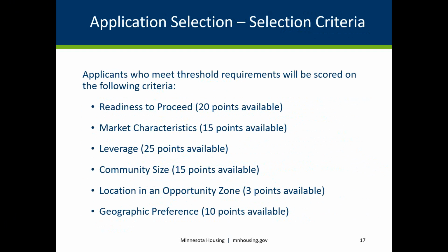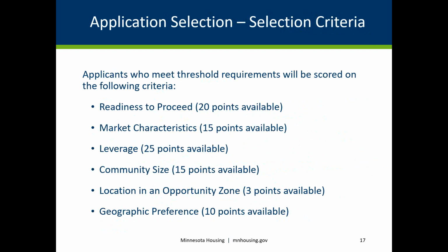Moving on to market characteristics, which is worth 15 points. 2 components to this category. The first is the share of market rate units. 100% market rate units will score better in this program, since this is a market rate program. As most of you probably know, we do allow a portion of the units to have income or rent restrictions, but again, it's a market rate program, and what we're really looking for in this program is 100% market rate.